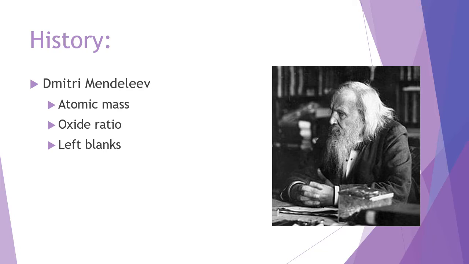There were blanks left behind in this periodic table because Mendeleev predicted that there were elements that had yet to be discovered who would fill in those missing gaps. By doing so, there were a lot of patterns that were made visible. However, it was not perfect.